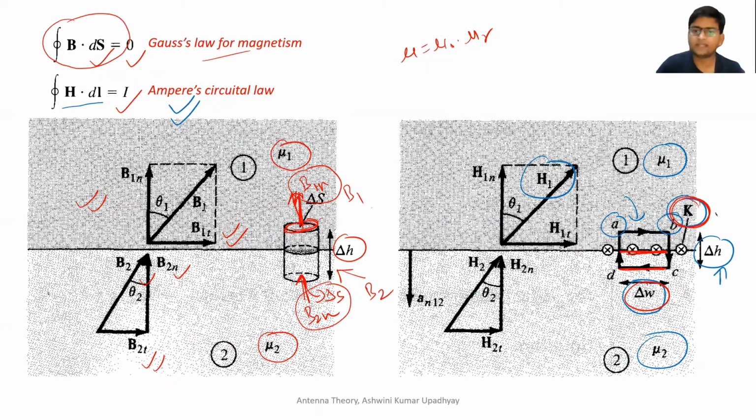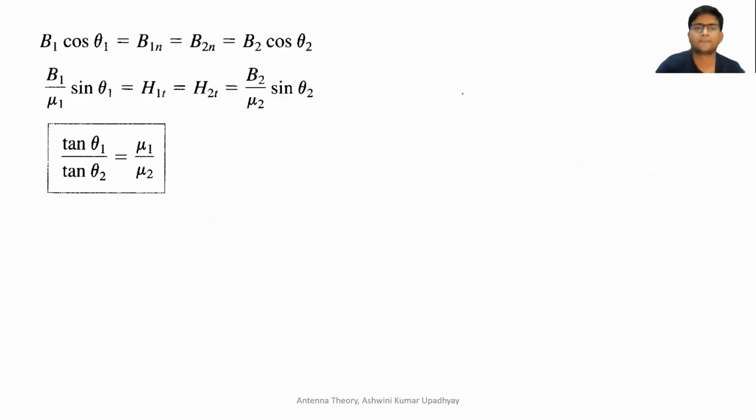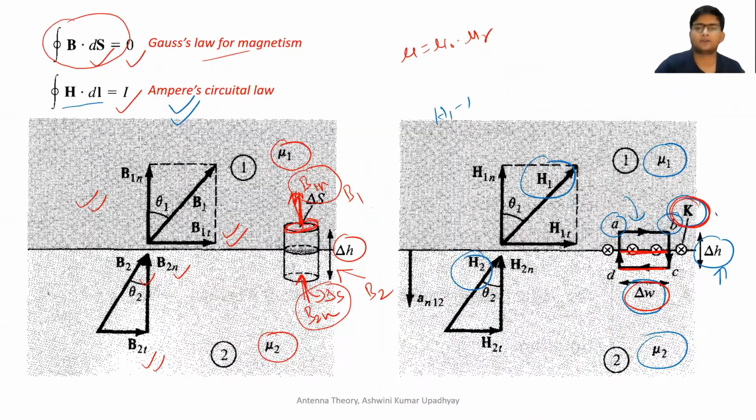So in this case, this is your H1 and this is your H2. First of all, you will have to take the difference between H1 and H2. So H1 minus H2, then cross product with this normal surface. This normal surface will basically be the normal to this particular boundary surface when you are going from medium 1 to medium 2.